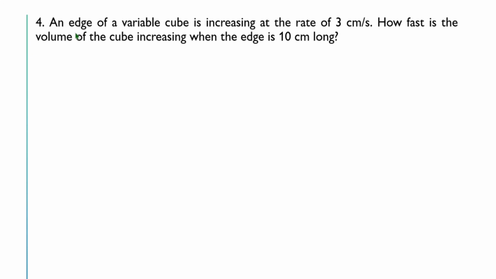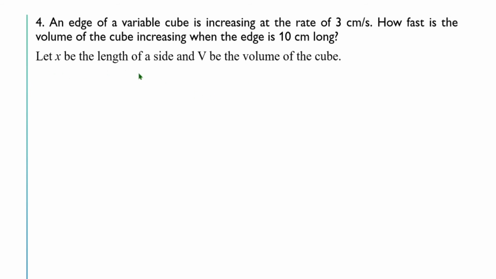Next question. An edge of a variable cube is increasing at the rate of 3 centimeter per second. How fast is the volume of the cube increasing when the edge is 10 centimeter long? It is given dx/dt is 3, and we have to find dV/dt when the edge is 10 centimeter long. So let x be the length of a side and V be the volume of the cube. Then V is equal to x³, given dx/dt is equal to 3 centimeter per second.